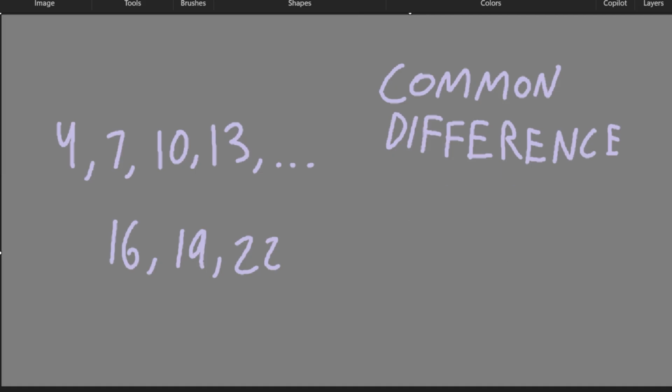And to determine this common difference, you want to do 7 minus 4. You want to do the second term minus the first term. So T2 minus T1. Or alternatively, you could do T3 minus T2, which would be 10 minus 7. Or you could even do T4 minus T3, which is 13 minus 10. What you don't want to do is T1 minus T2, because this will give you a negative value. 4 minus 7 is negative 3, and that's not your common difference in this sequence.